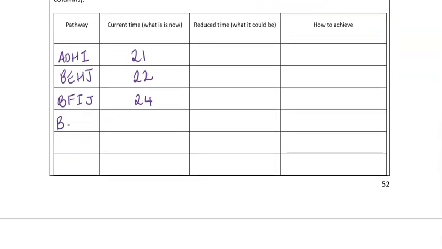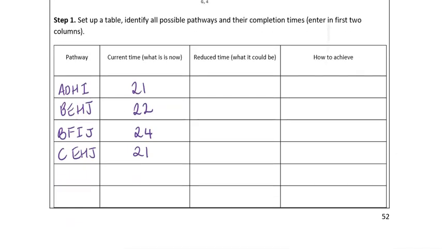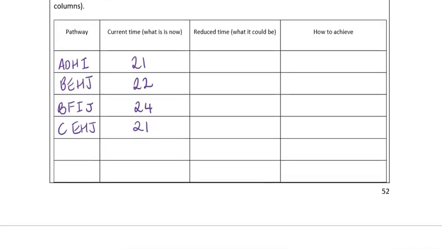Now you don't have to write down the dummy edge, but you might want to note it just so you can see where you went, but you don't have to because it's not an actual activity. The next pathway from the dummy, we could come down F, I, J, and finally across the bottom, C, G, I, J. So noting all of these in the table, and we'll concentrate on the table now.